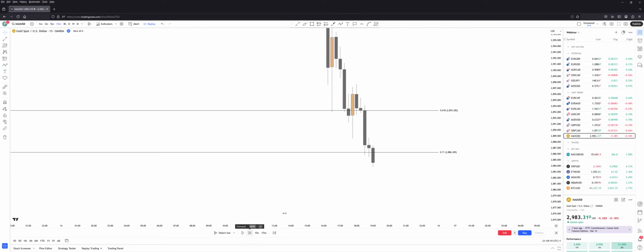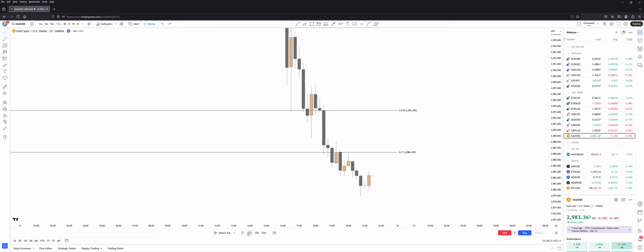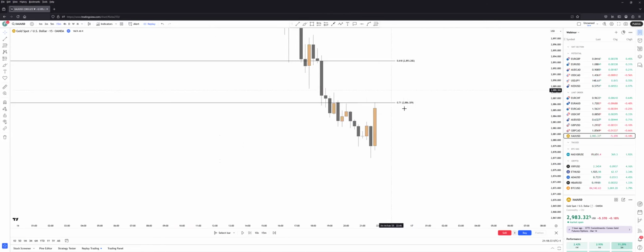We are looking for the confirmation of price action. For example, a pullback, take out of the last recent low point, a shift in the market structure, and then a long opportunity. So let's just see how it plays out. Yeah, price is dropping even further below the 71 level.